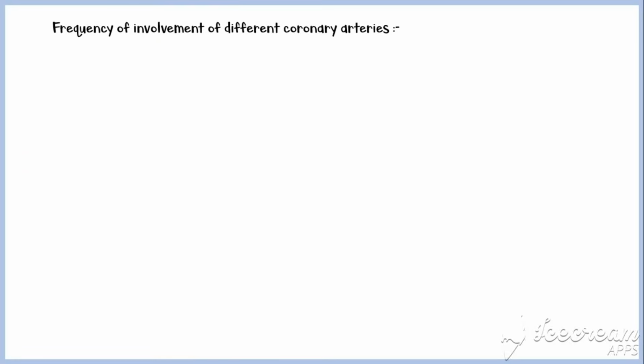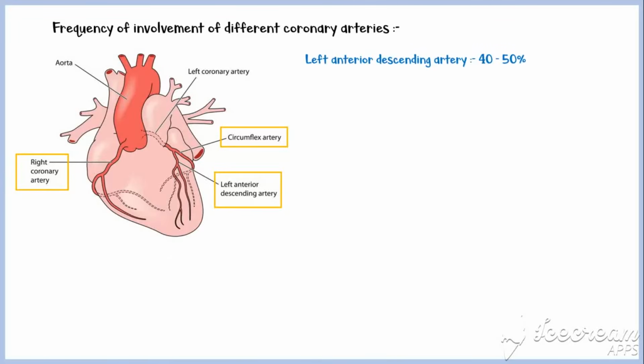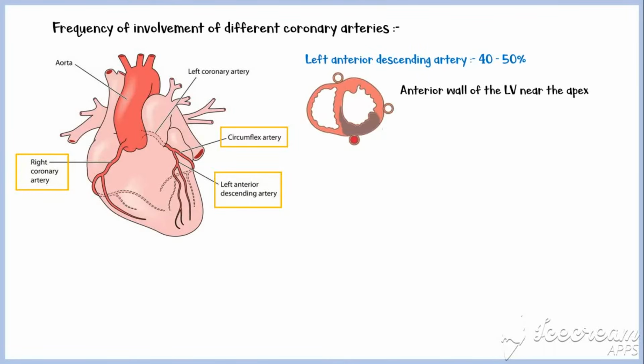As you already know from your anatomy knowledge, there are three main coronary arteries: right coronary artery and the two branches of the left coronary artery, left anterior descending and circumflex artery. Left anterior descending artery is the commonly involved one, accounting for about 40 to 50% of cases. Area of the infarct involves the anterior wall of the left ventricle near the apex, anterior portion of the ventricular septum, and the apex circumferentially.